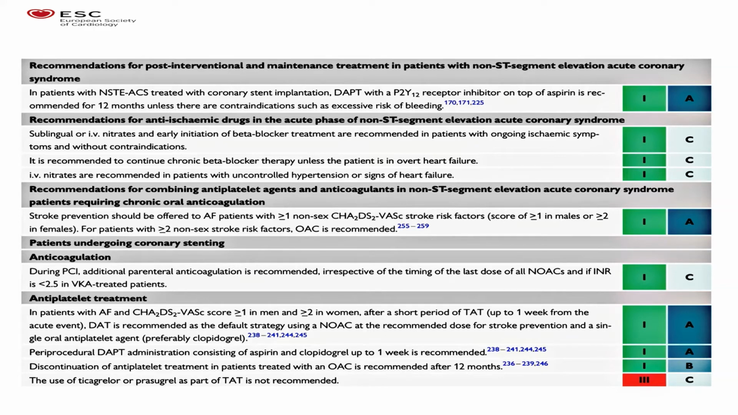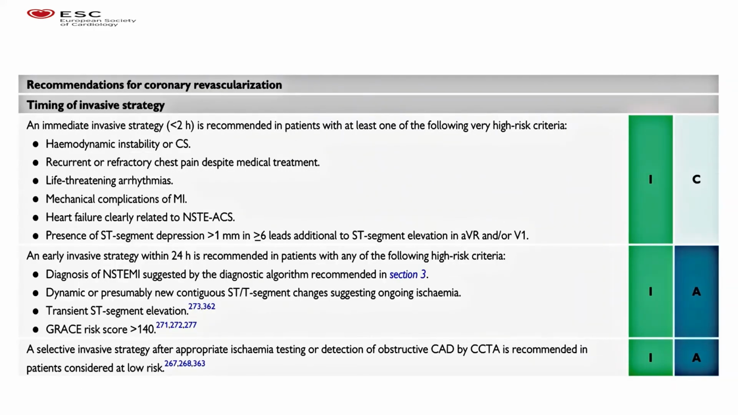Periprocedural dual antiplatelet therapy administration, consisting of aspirin and clopidogrel up to 1 week is recommended. Class 1 Level A. Discontinuation of antiplatelet treatment, in patients treated with an oral anticoagulant, is recommended after 12 months. Class 1 Level B. The use of ticagrelor or prasugrel, as part of triple antithrombotic therapy is not recommended. Class 3 Level C.